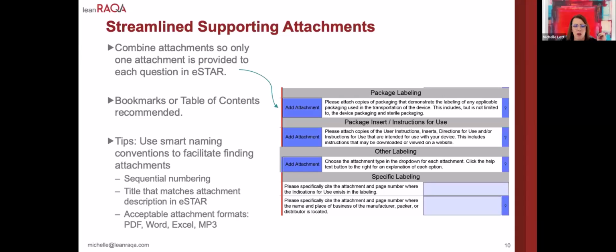So tips for making your file attachments is to use smart naming conventions to facilitate finding the attachments. Use things like sequential numbering, a title that matches the attachment description in the eSTAR. And then there are acceptable attachment formats that include PDF, Word, Excel. And new with the eSTAR is that they'll take MP3s.